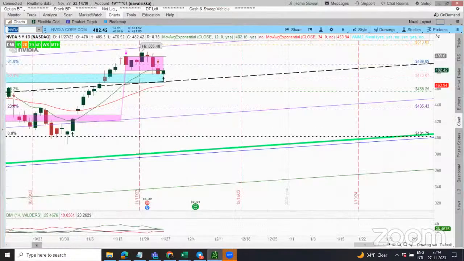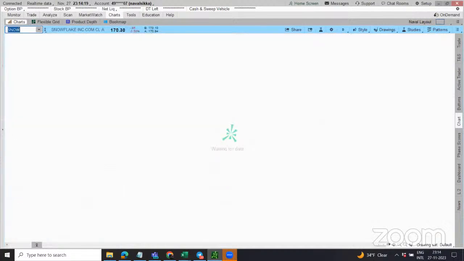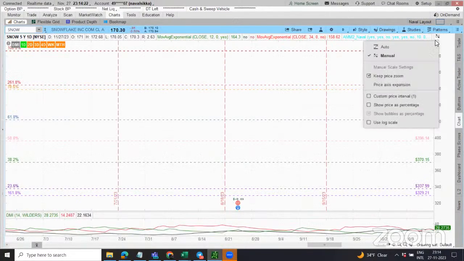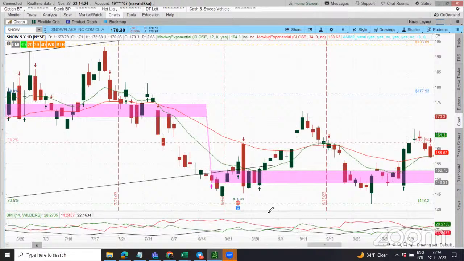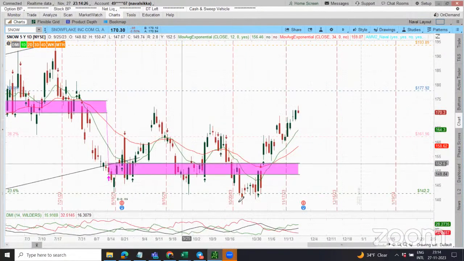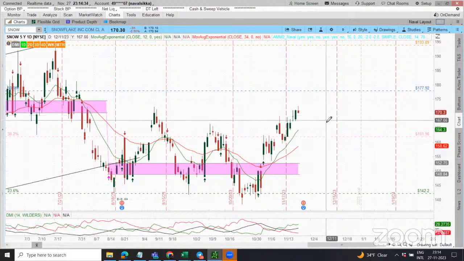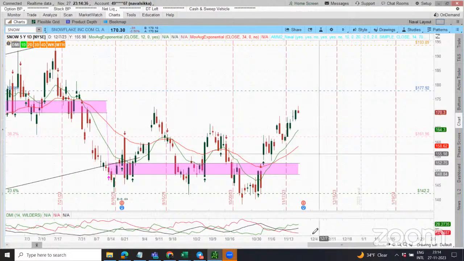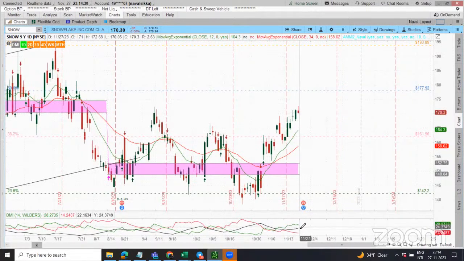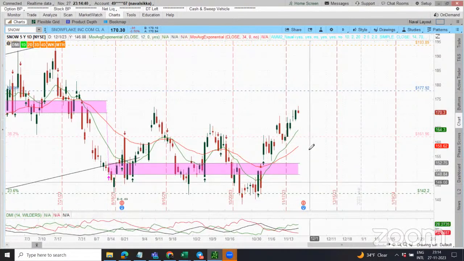Snow, I'm interested in Snow. Every time it goes to 142, it bounces. Same thing, it's getting ready for a W. Whether this comes out and breaks out, I don't know. But it's ready. The strength is there in this.